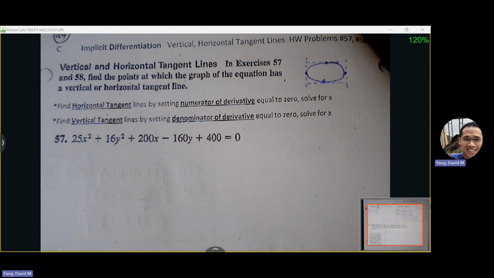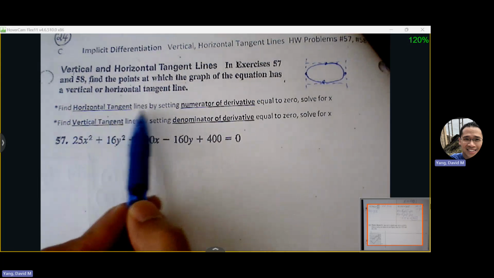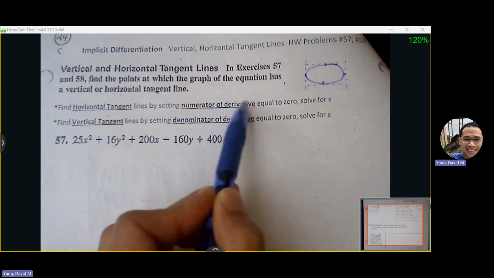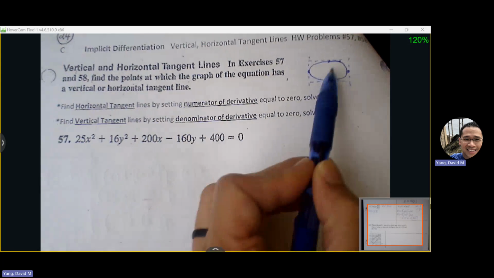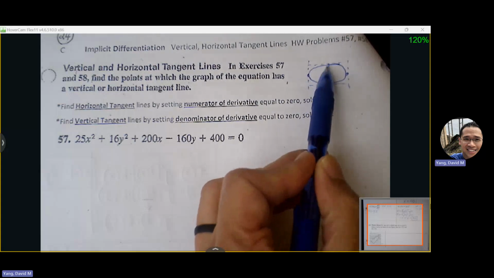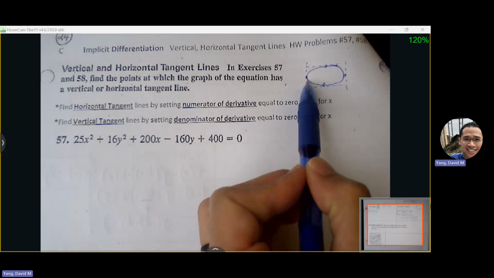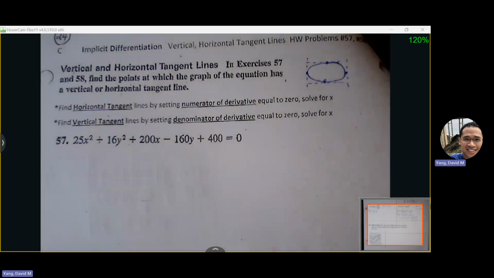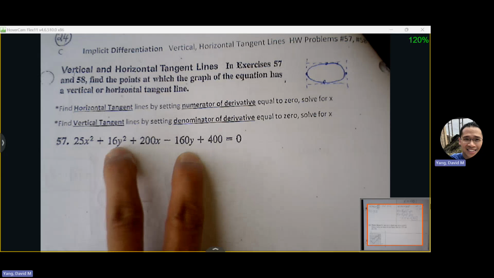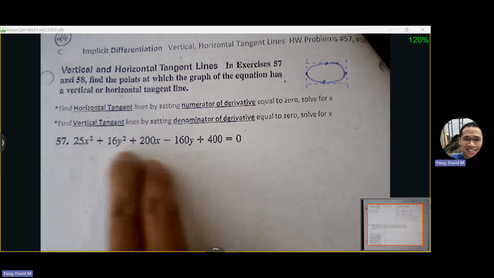The way we can find those locations: to find a horizontal tangent, we're going to set the numerator of the derivative equal to 0, and that can help us find the locations of these points. And to find a vertical tangent, I'm going to set the denominator of the derivative equal to 0, and that will help me find where the slope is undefined. But before we can do any of that, we have to get to the derivative. To get to the derivative, we have to go through implicit differentiation, because we see y's all over the place. So let's go ahead and find the derivative.